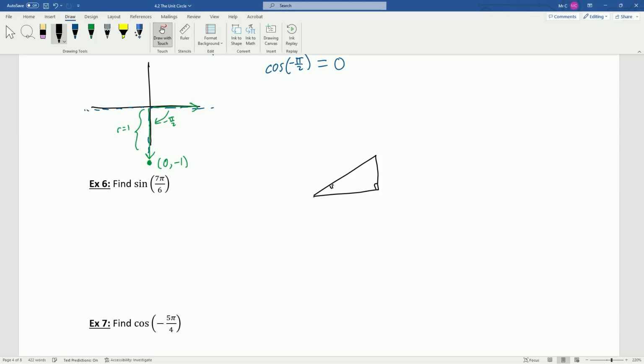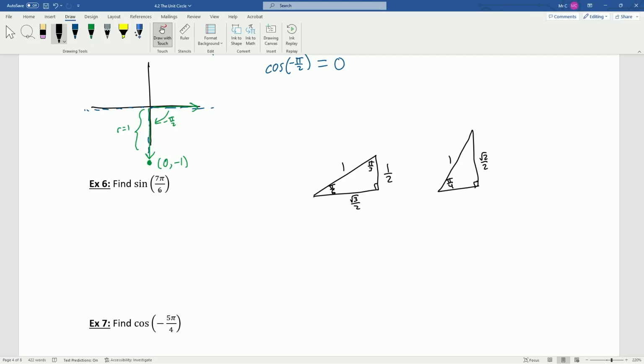So remember, we know that for pi over 6, the side across is 1/2. And for pi over 3, the side across is the square root of 3 over 2. And we know that for pi over 4, the side across is the square root of 2 over 2, right? That's what we found earlier.